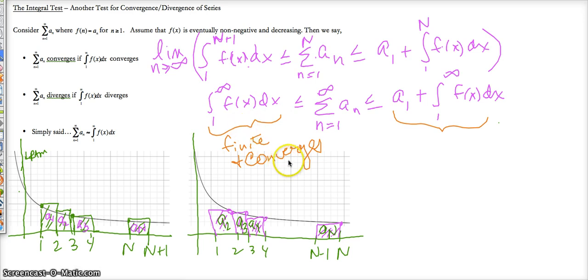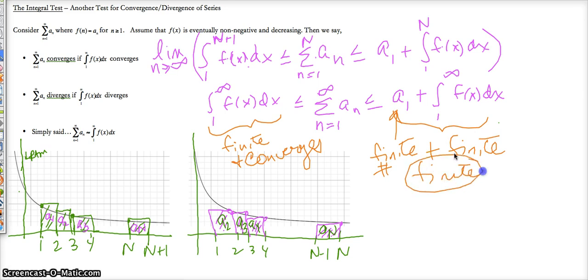Then this guy over here, all we have is a finite number plus something finite, which is still finite. And he's stuck smack dab right in there, right? So if he's going to be finite, well, then he has to be finite.